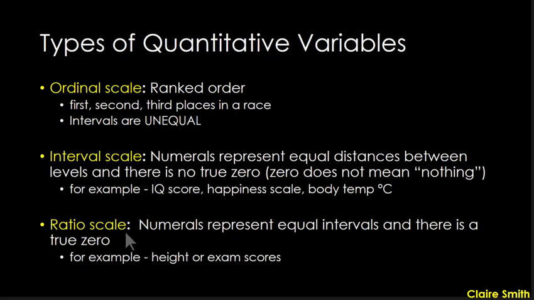And then ratio scales, again, you have numbers. The numbers here are going to have equal intervals. So again, same distance between 1, 2, 3, and so on. But there is a true 0. So height, exam scores, all of those things in a ratio scale, 0 means 0. So on an exam score, if you get a 0, that means you got nothing, right? Or your height. If you're 0 inches tall, then you're not there. Okay, so ratio scales have a true 0, interval scales do not.